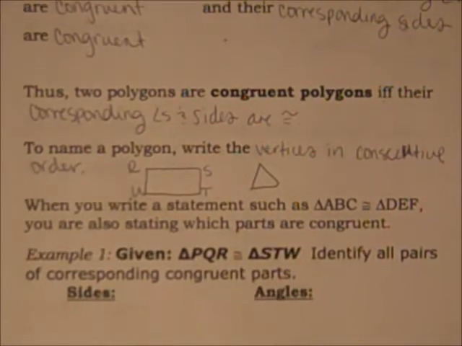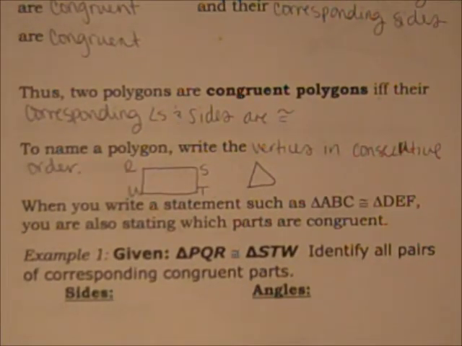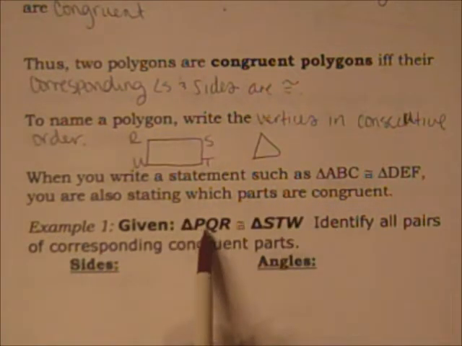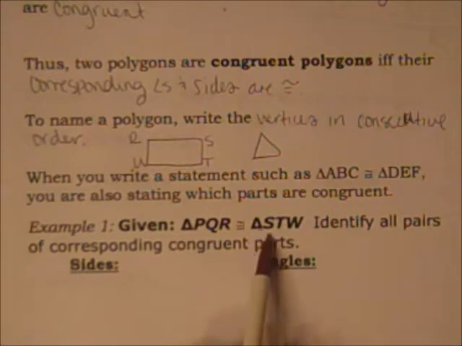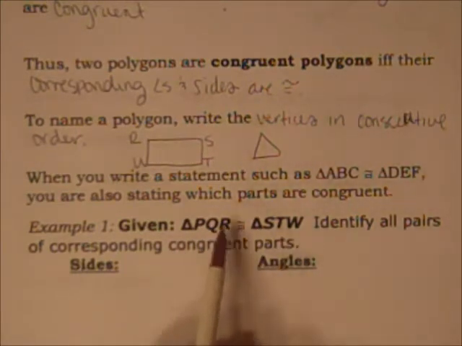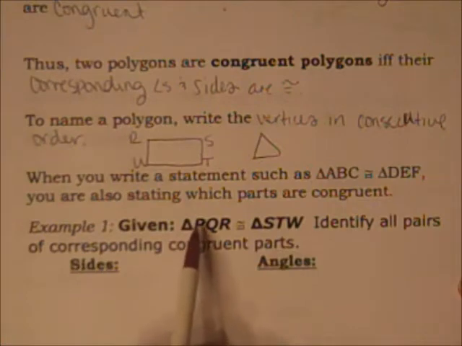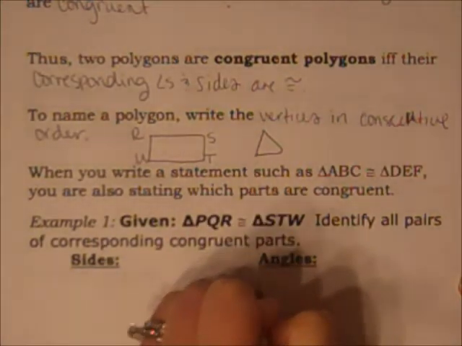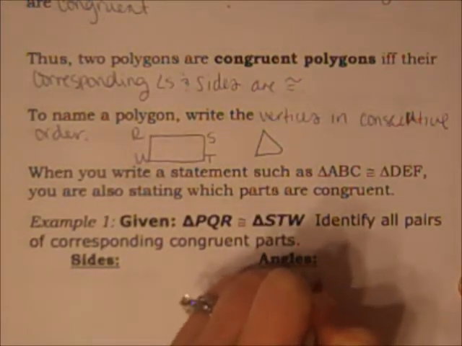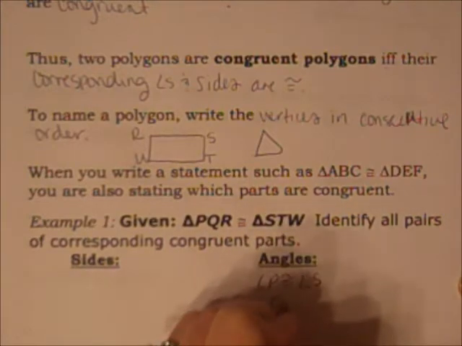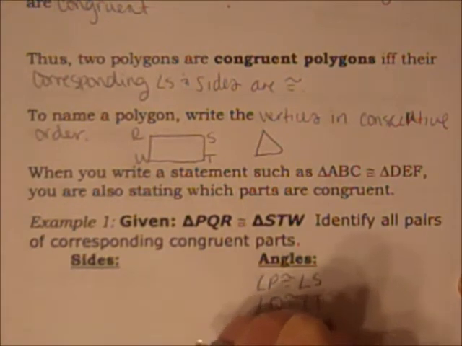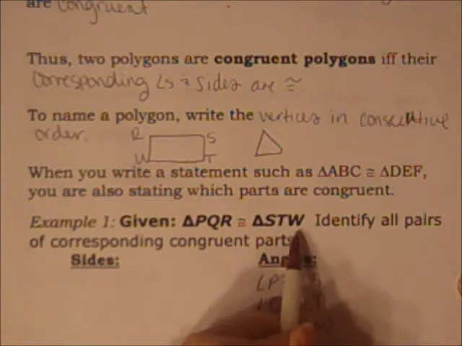Okay, when you write a statement such as triangle ABC is congruent to triangle DEF, you are stating which parts of the triangle are congruent. So that is helpful when somebody gives you a statement like this. Triangle PRQ is congruent to triangle STW. This tells you everything you need to know about this triangle without even a picture. It tells me the angles are easiest, so I'm going to start with that. Since P is first in this statement and S is first in this one, it means angle P is congruent to angle S and all the way around. Angle Q is congruent to angle T. And angle R is congruent to angle W because of the way that the congruent statement is written.